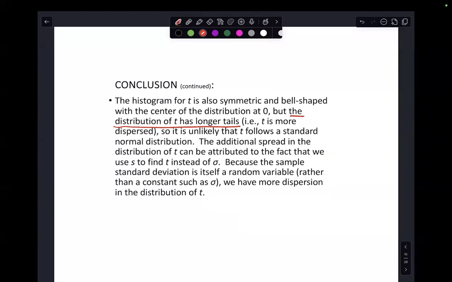Okay. The spread can be attributed to the fact that we are using a sample standard deviation instead of a population standard deviation. Because the sample standard deviation is a random variable, it's not constant, since it's not based on the population, it's based on whatever sample we have. Because it varies more, we have more dispersion, it's spread out more. Now, as I said, you don't have to remember all this, just get into your head what it is and why we're using it.